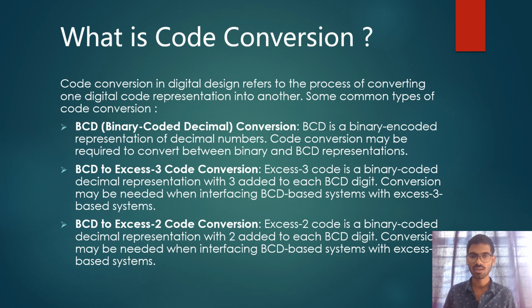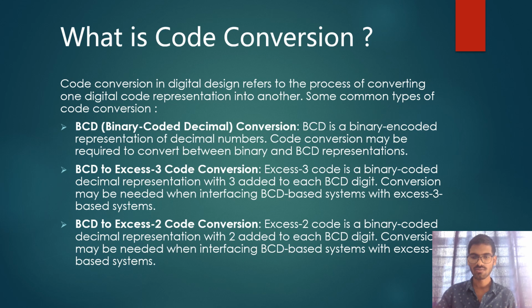Let us learn what the different types of conversion are. First is BCD conversion. What is BCD conversion? It is a binary representation of decimal numbers. We represent decimal numbers in terms of binary. Next is BCD to XS3 conversion. What is it? Here we add decimal 3 to each BCD digit, so we convert to XS3.